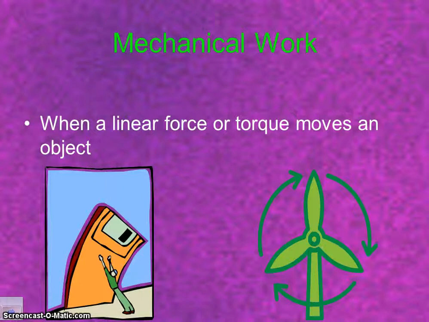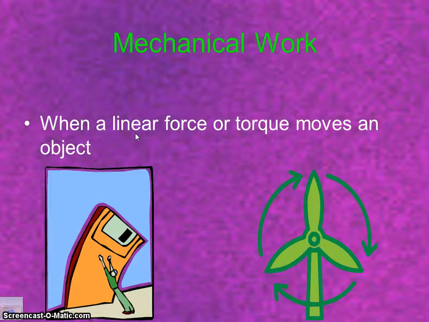All right, we have two categories of work. We have linear and we have rotational. Linear force or torque. Torque is the rotational, and then linear is the one we're going to look at today. Now, the difference between the two: when you see the word linear, you see the word line right here. That means that everything has to be in the same line.